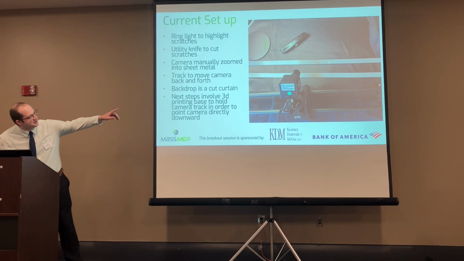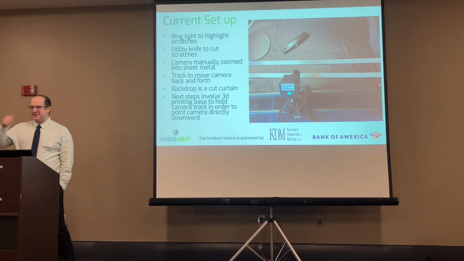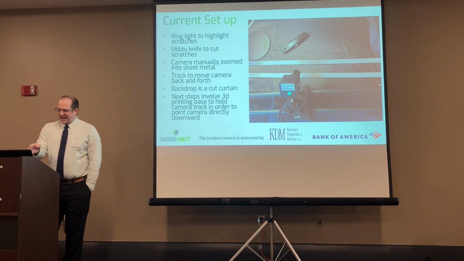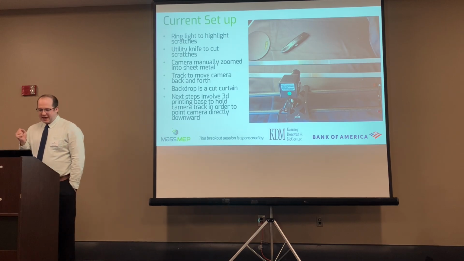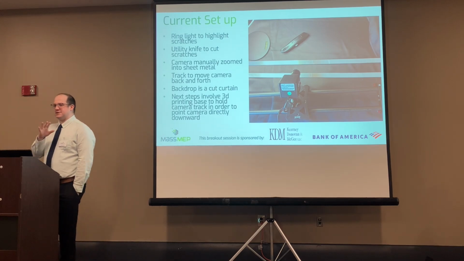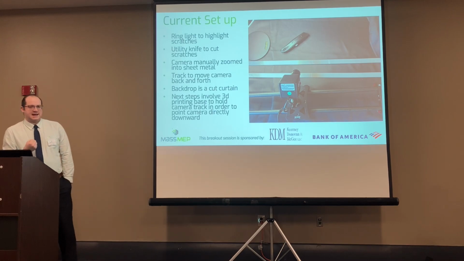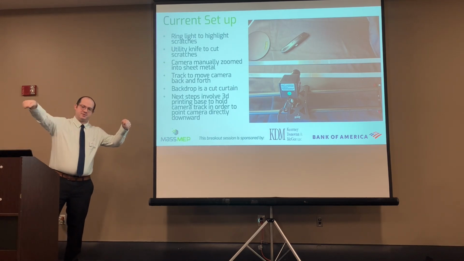If you squint a little bit, especially on that upper one to the right, you can see there's a line of really tight scratches that I made. We've got a camera. The camera gets moved back and forth. It's manually zoomed in so that it's able to detect the scratches. Our backdrop here is literally just a piece of cut curtain. So we're able to put all these pieces together and get some useful results. And we're looking at 3D printing a base to hold the camera so the track can be up like this and the camera can move this way.